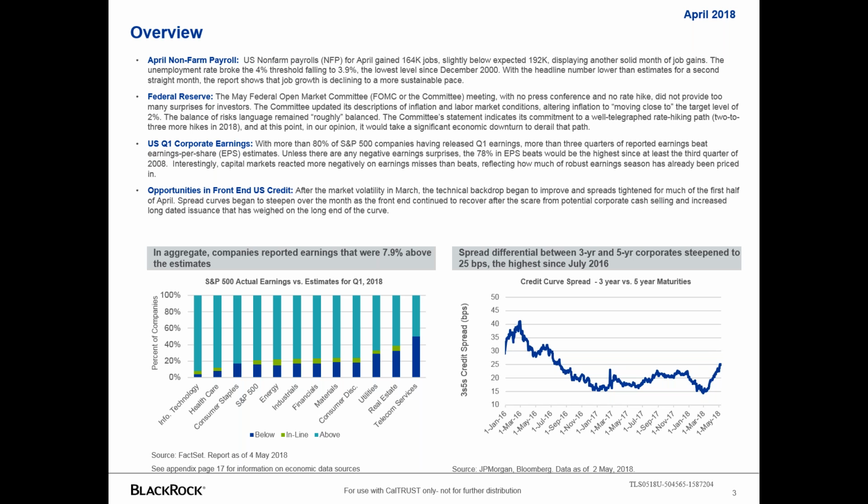Part of the reason it's not going gangbusters and it's growing around 2% is that we do still have a slow productivity growth, and that's been a bit of a conundrum.